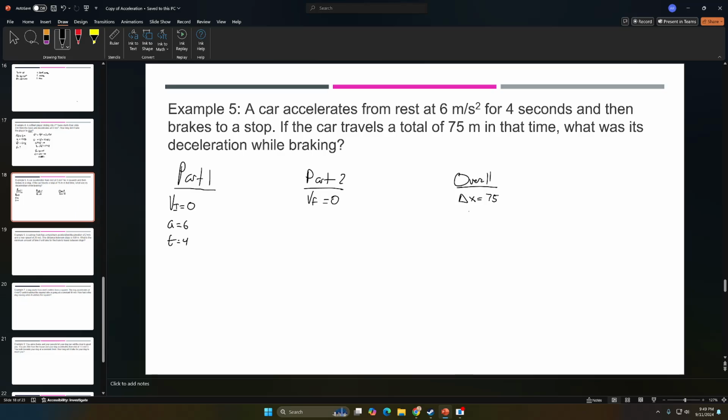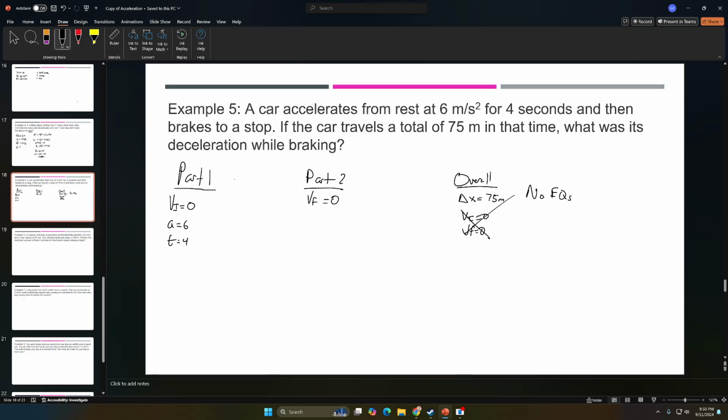You also know the v initial and v final of the overall motion are 0, but you can't use equations for this, because all of the equations require just one acceleration, and for the overall we have two different accelerations. We can't do any equations with this, but it's still important to know that this is 75 meters.